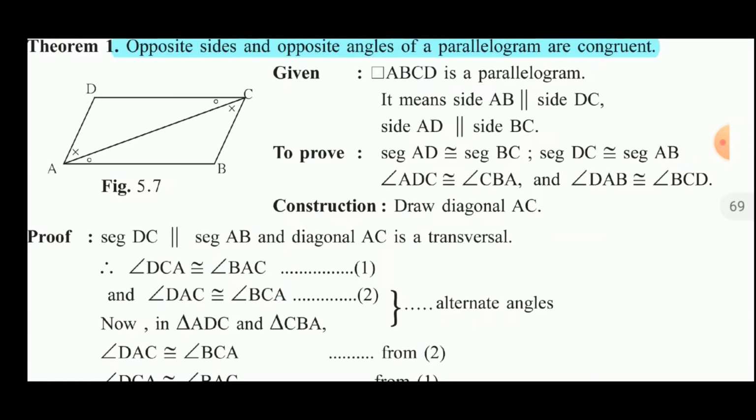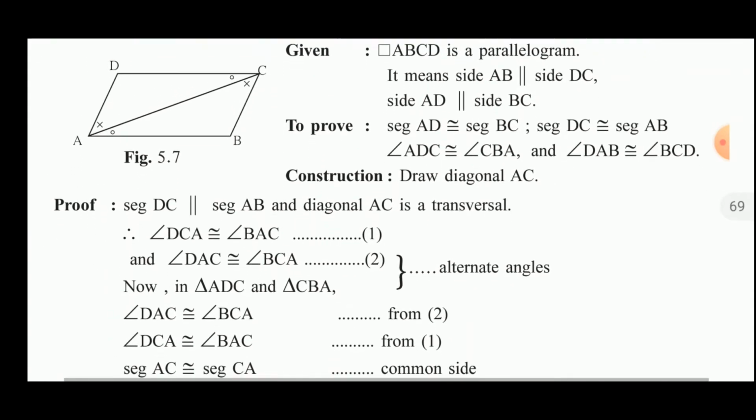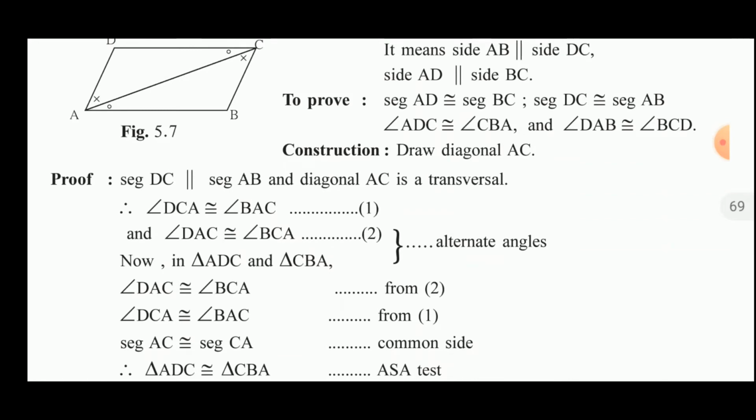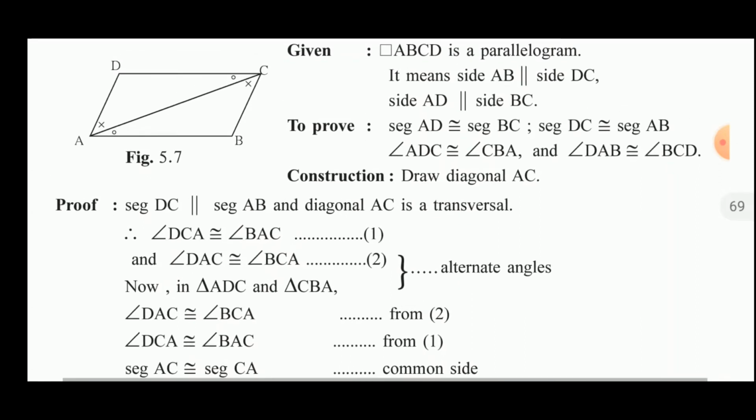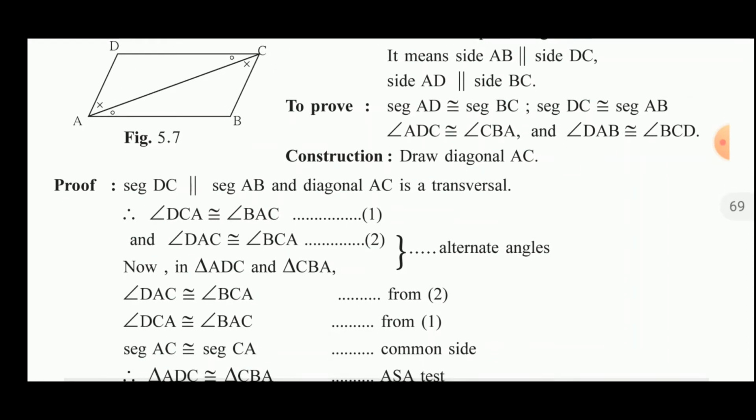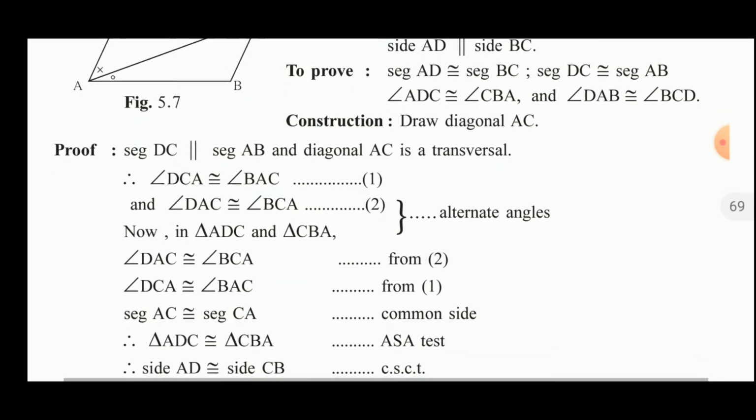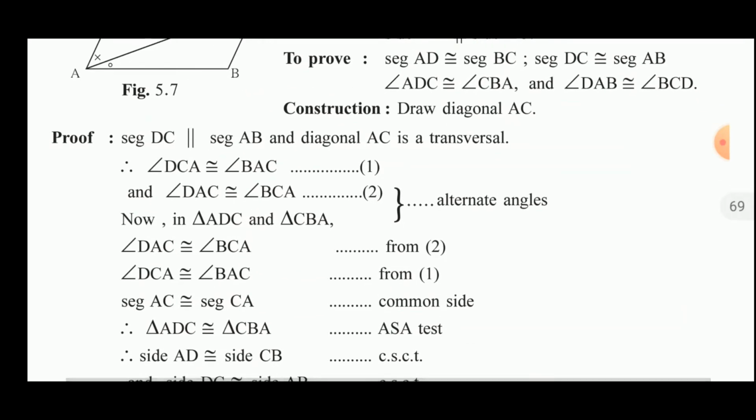Now construction: here, draw diagonal AC. Now proof, you see here, segment DC is parallel to segment AB and diagonal AC is the transversal. So angle DCA is congruent to angle BAC, these are alternate angles. And in triangle ADC and triangle CBA, angle DAC is congruent to angle BCA and angle DCA is congruent to angle BAC.